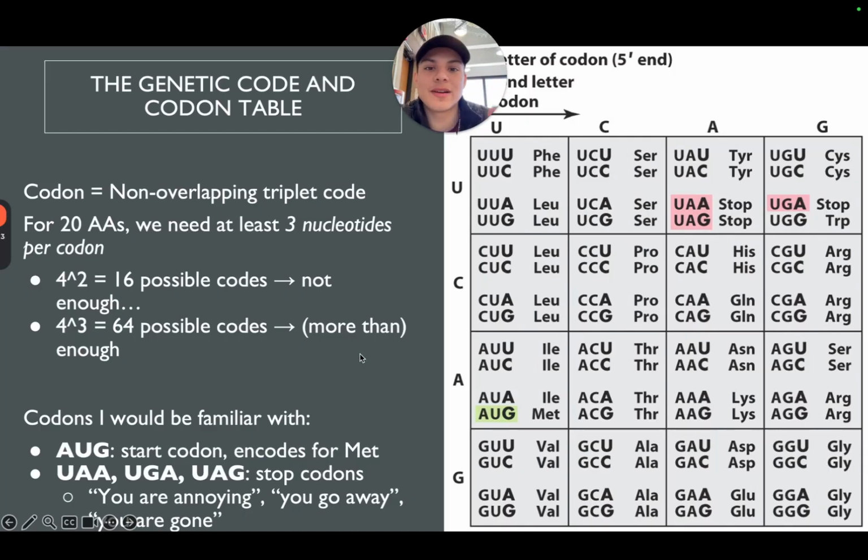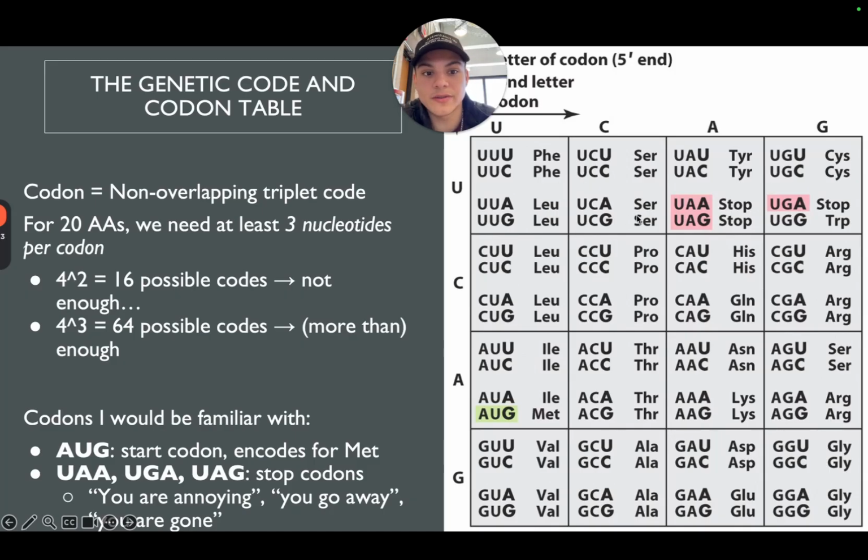But now you may say, well, if we have 20 and there's 64 possible, where are the rest of the 44? Well, the thing is that this code is degenerate, and what that means is, for example, in this box right here, we have UCU, UCC, UCA, UCG.